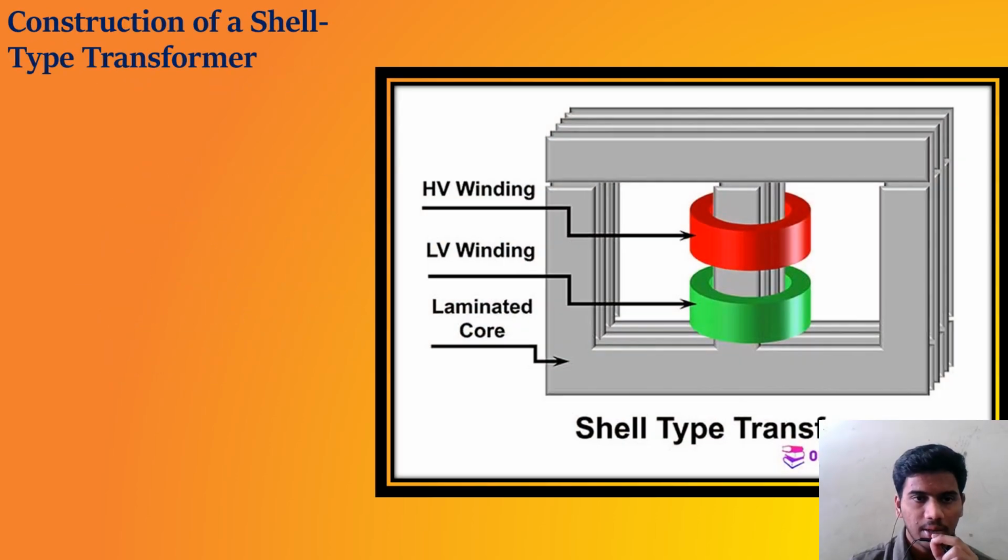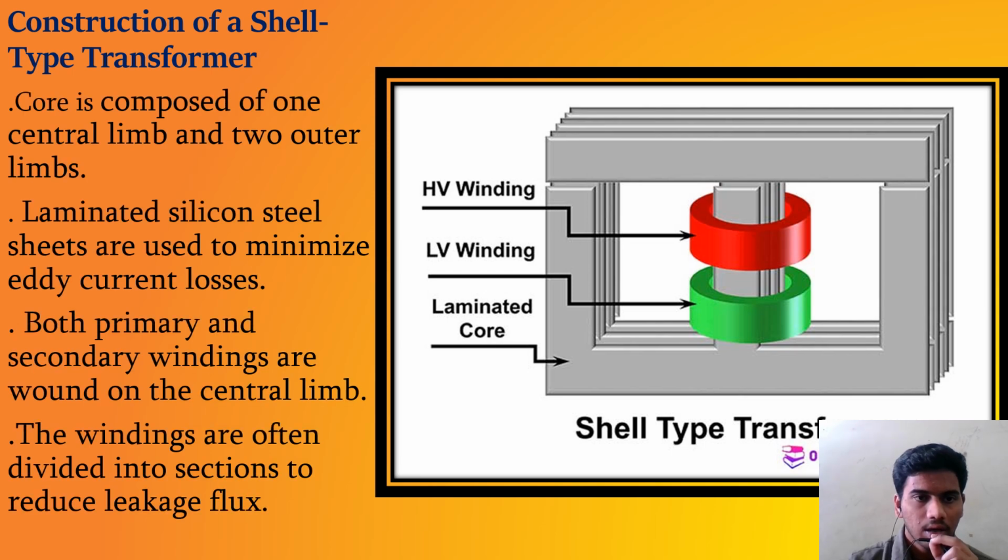Construction of a shell type transformer. Core is composed of one central limb and two outer limbs. This is the central limb and these are the two outer limbs. Laminated silicon sheets are used to minimize eddy current losses. Both primary and secondary windings are wound on the central limb. The windings are often divided into sections to reduce leakage of the flux.